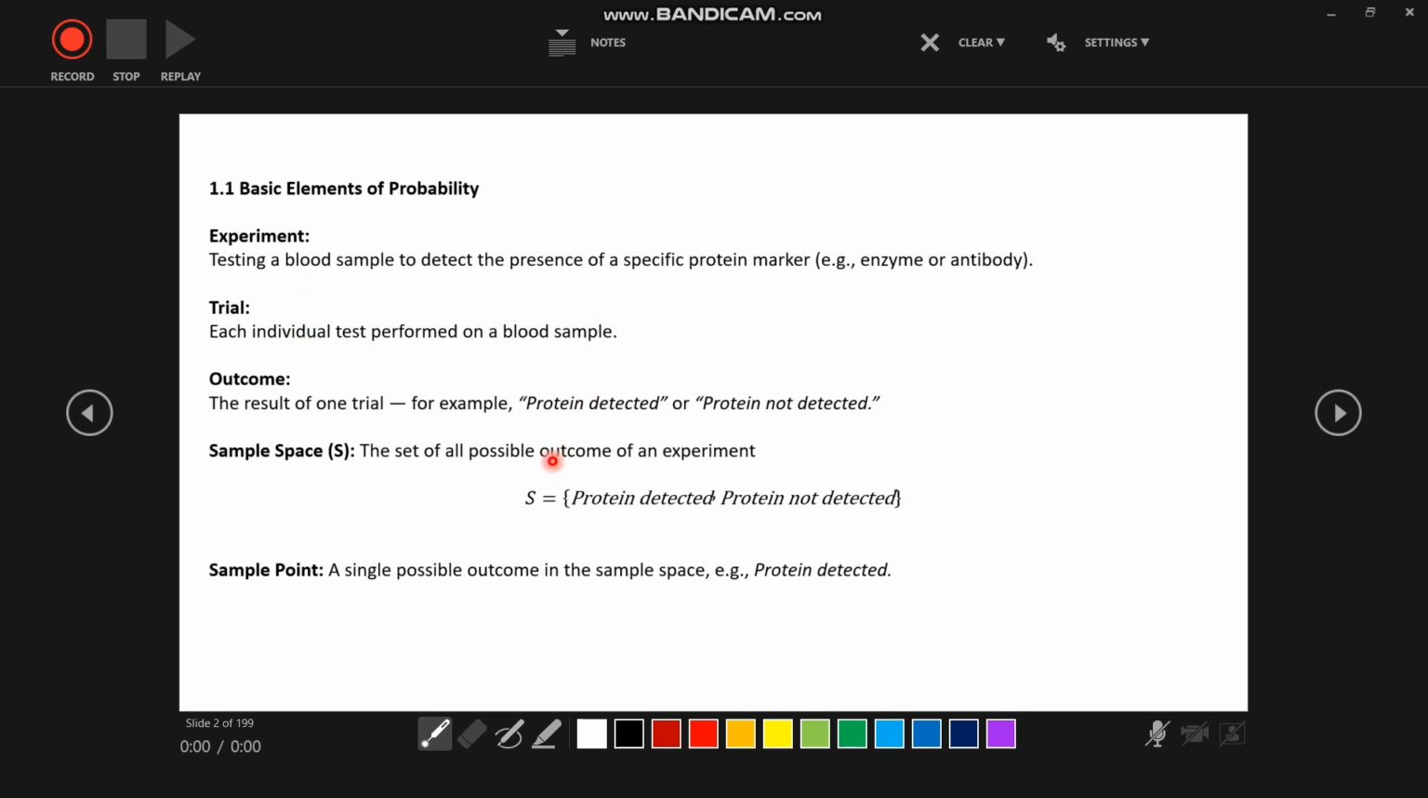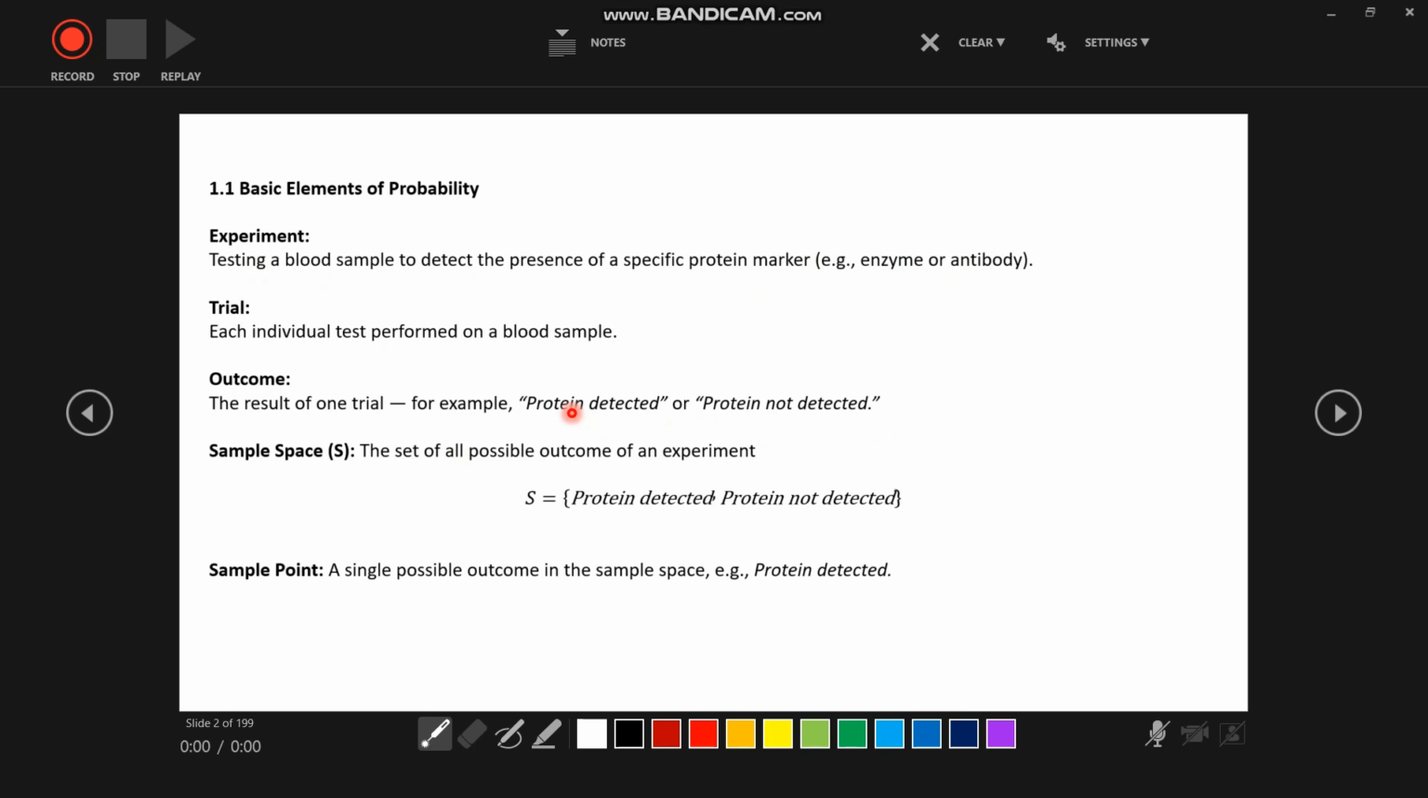Take for example, we want to determine if rain will fall or will not fall. The first time we conduct the experiment, we check if rain will fall, that is the first trial. The second time we check if rain will not fall, that is the second trial. Now we have outcome too. Outcome is the result of one trial. I already explained that for this experiment the outcome is protein detected or protein not detected. If you want to determine whether rain will fall or won't fall in Malete, the outcome is rainfall and no rainfall. So outcome is the result of one trial.